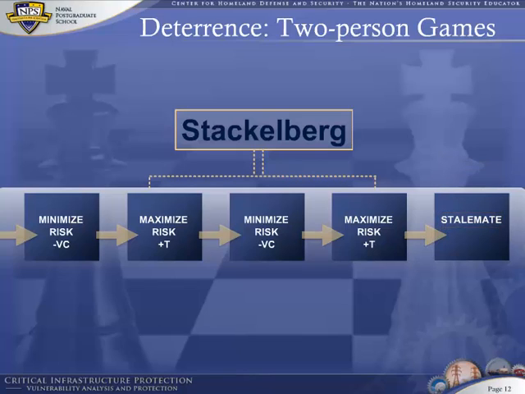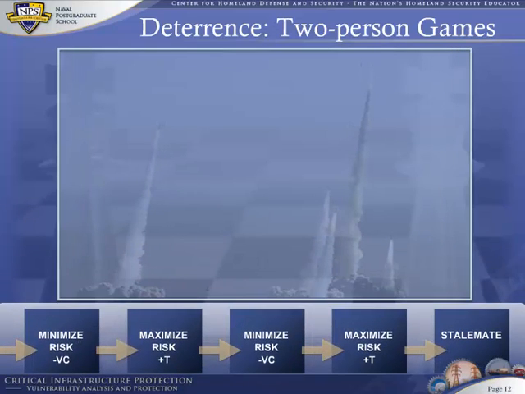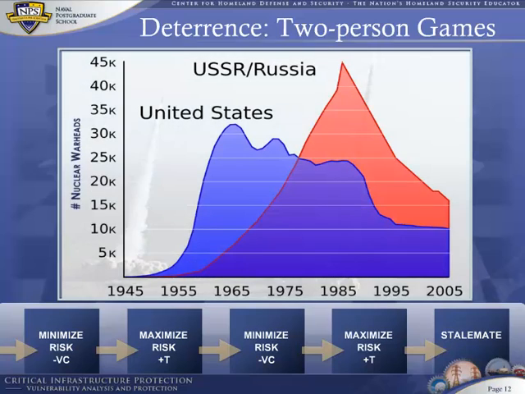The Cold War between the United States and the former Soviet Union reached a stalemate. Both sides optimized their positions. The United States minimized its risk by deploying mobile missiles, and the USSR maximized risk by building more nuclear warheads than anyone else. In the end, the game reached an impasse.